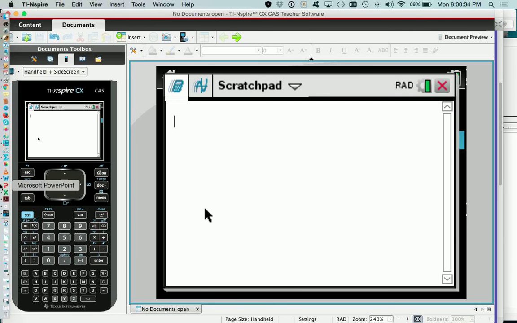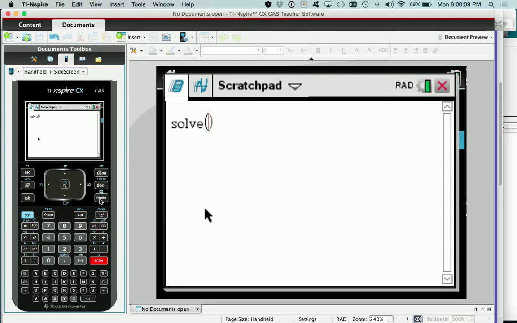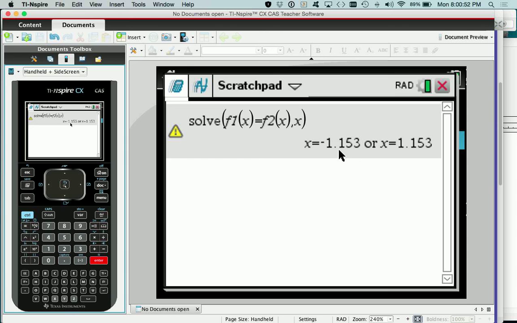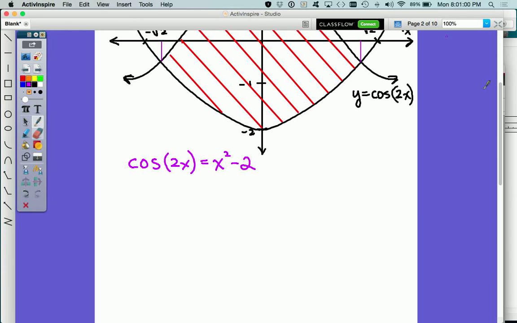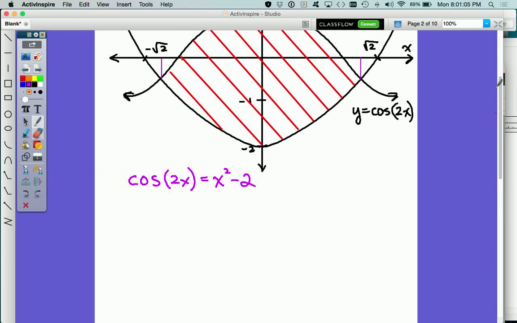And all I do is go into my menu here, go down to algebra and solve. And what I want to solve is, when does f1 of x equal f2 of x? And of course, I tell the calculator I want to solve that for x. And the calculator kicks out these two answers, negative 1.153 and positive 1.153. So I can go back to my graph and I can label those on there now. So what I'm going to do is I'm going to say, okay, my answer is plus or minus 1.153.